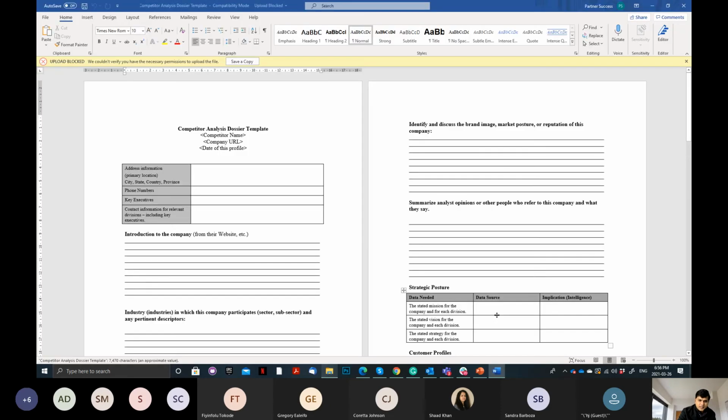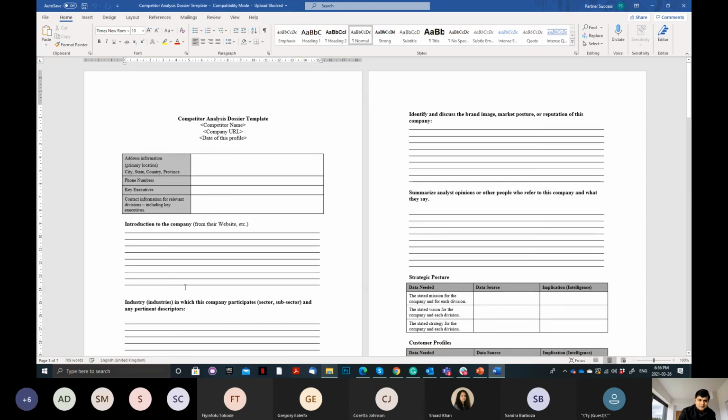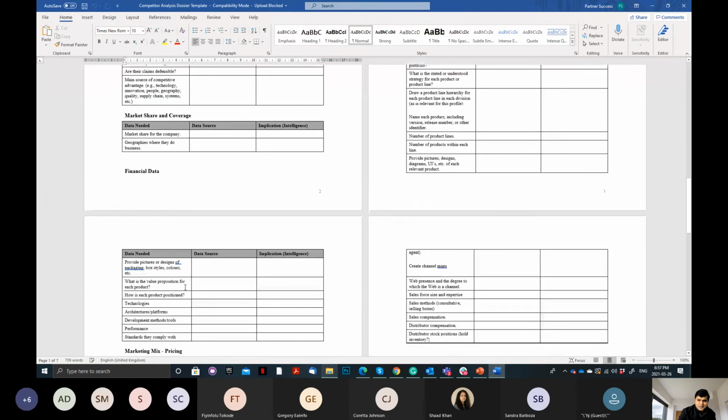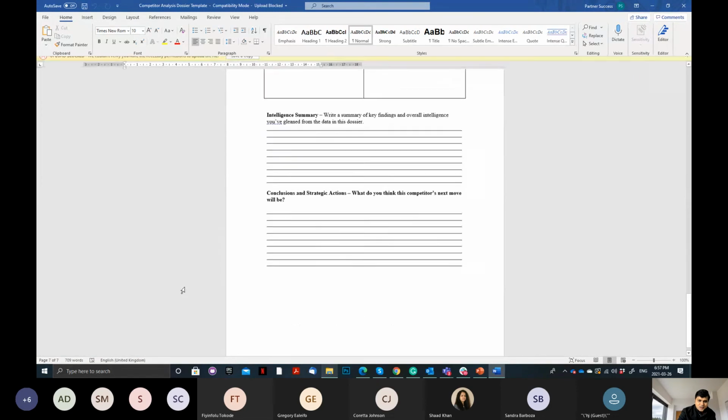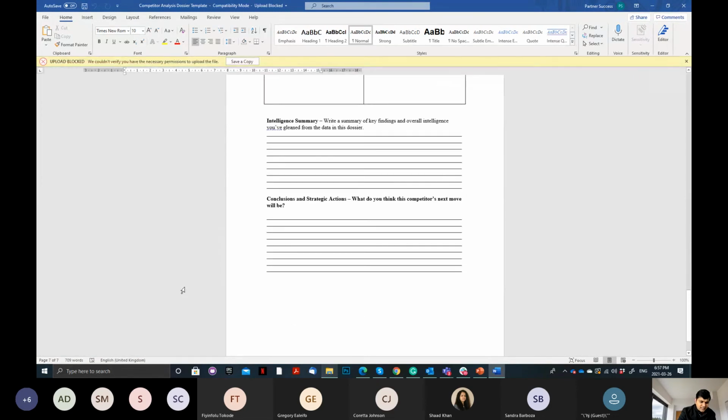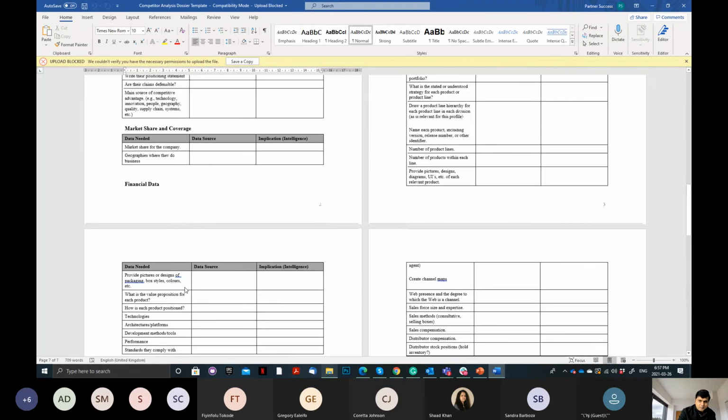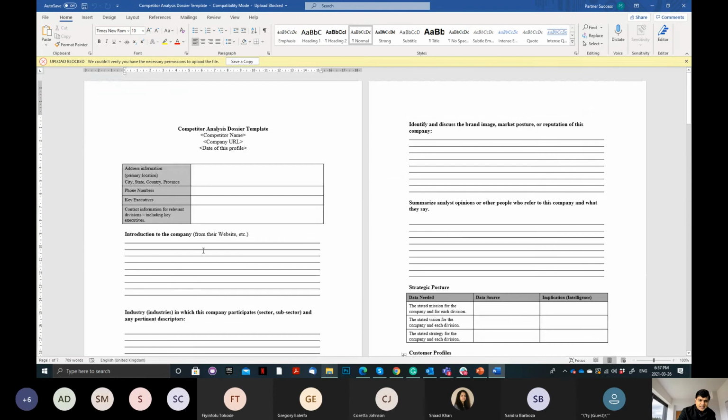Then what I also did for you to learn offline is something called a competitor analysis dossier template. I tried to give you an idea of the things that you can think through. But you don't have to follow this 100%. Whatever is applicable, you can pick up. I'll just give you an example.